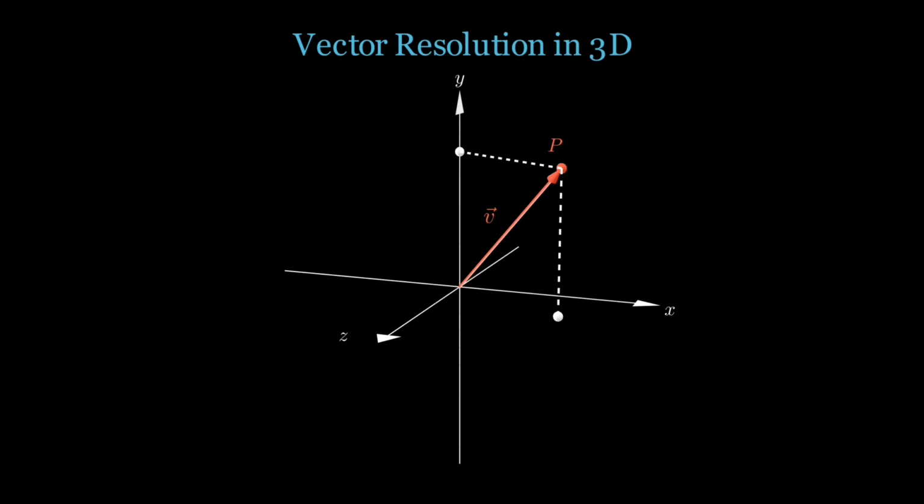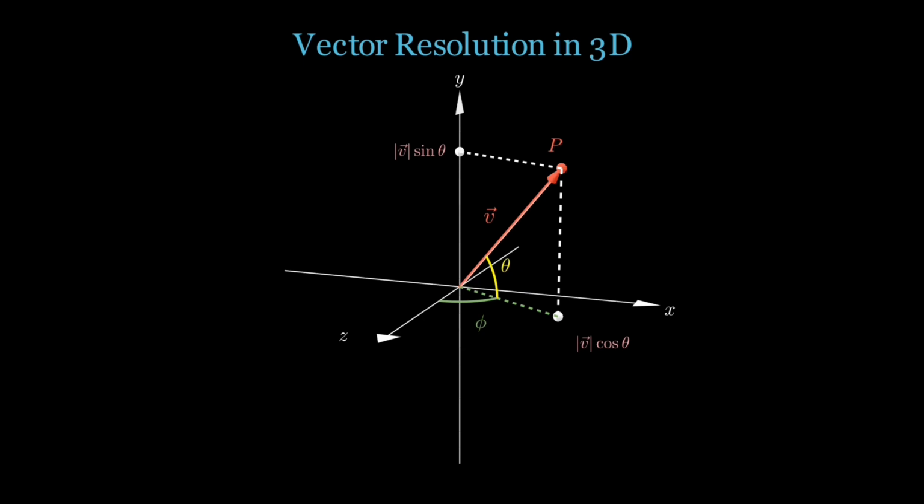Now, if the polar angle, which is the angle between the vector and its xz projection, is theta, then we see a triangle formed, enclosed by the vector, the vertical projection parallel to the y-axis, and the xz projection. Using basic trigonometry, we find the height of this projection, and the component along y is thus v sin theta. As for the projection on the y equals 0 or the xz plane, it would have a length of v cos theta.